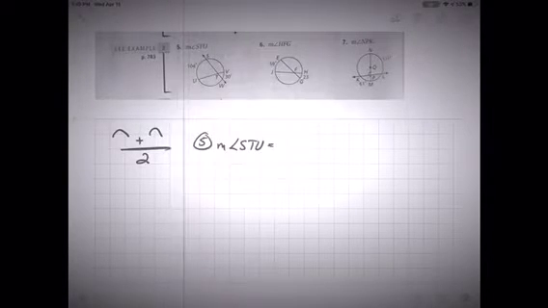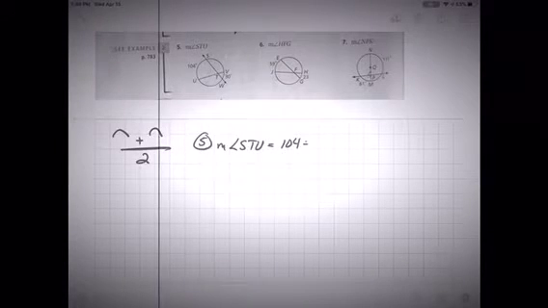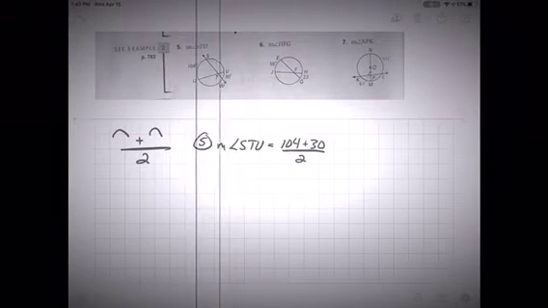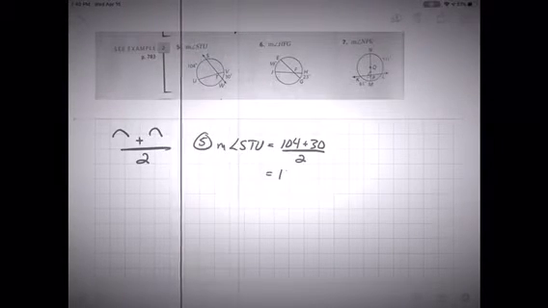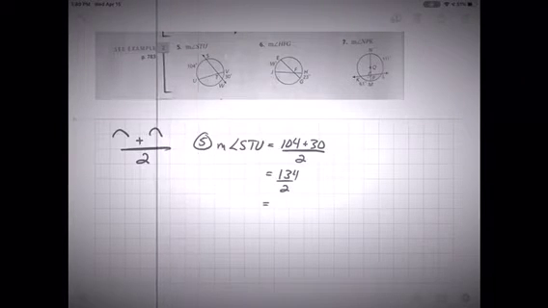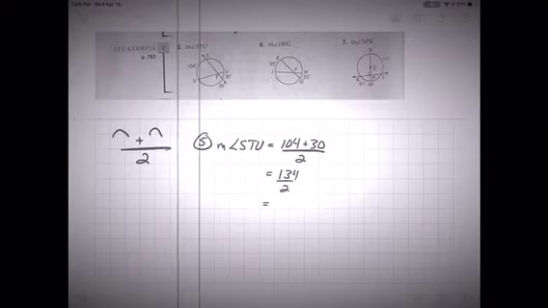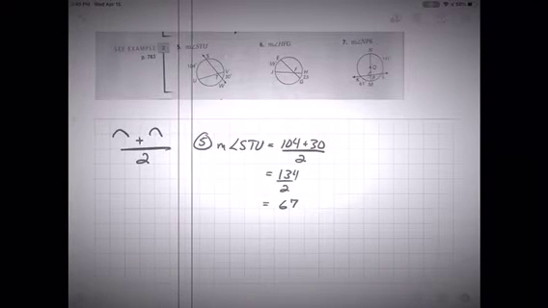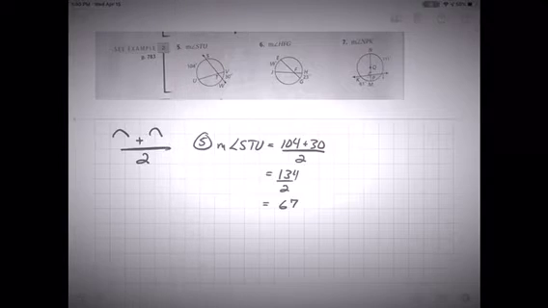So we're looking for the measure of angle STU, and we're going to do arc plus arc, and we're going to divide by 2. So 104 plus 30 divided by 2. So 134 divided by 2, and that will equal 67 degrees. So 67 degrees is our answer for the measure of angle STU, arc plus arc divided by 2. Okay, let's go on to number 6.